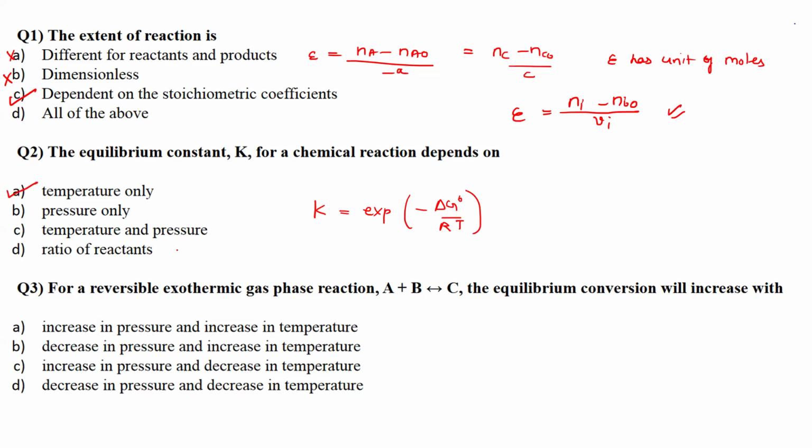For a reversible exothermic gas phase reaction, A plus B reversible gives C, equilibrium conversion will increase with what? So here it is given it's an exothermic gas phase reaction. So exothermic means delta H is less than 0.